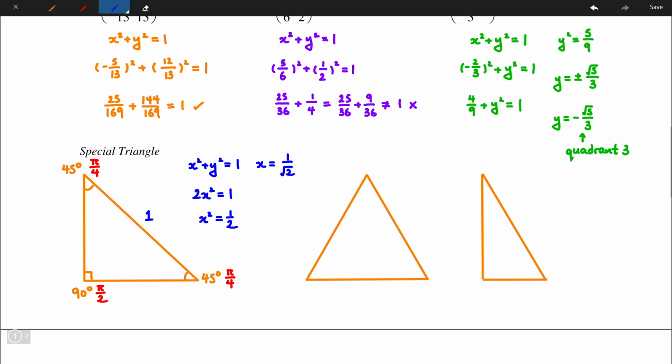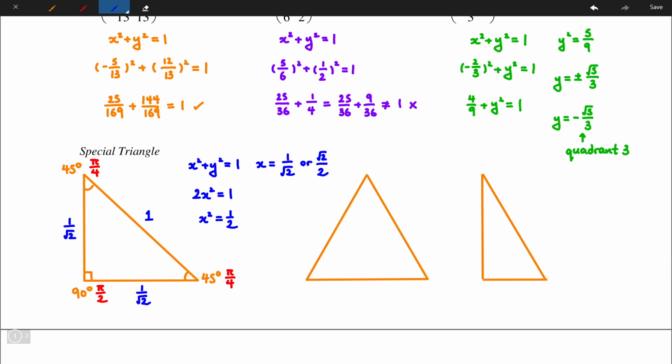Since we're looking at a triangle's lengths, we're only going to keep the positive square root, so 1 over root 2. Or, if we were to rationalize the denominator, square root of 2 over 2. So these are the two sides, if the hypotenuse was 1.